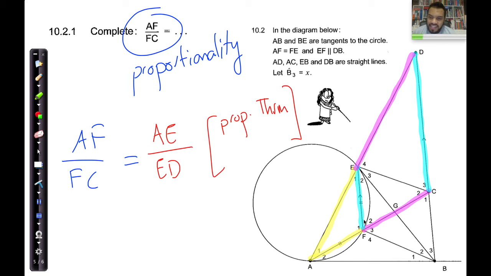and the parallel lines. That's EF is parallel to CD. EF is parallel to CD. And if I want to say where I got this from, I need to say in which triangle I was working, in the big triangle, which was ACD. In triangle ACD, AF divided by FC is the same as AE over ED because of the proportionality theorem with the two parallel lines that are EF and CD. And there we go, that's 10.2.1.